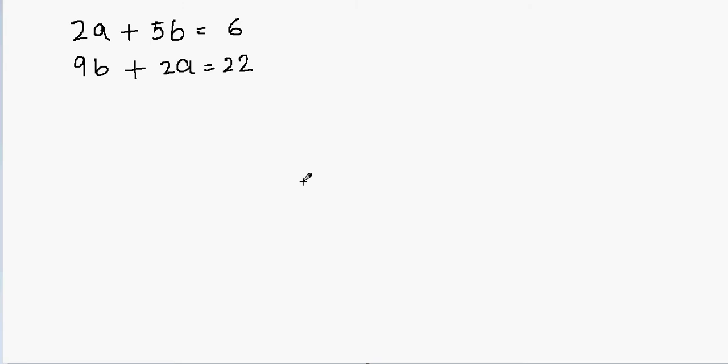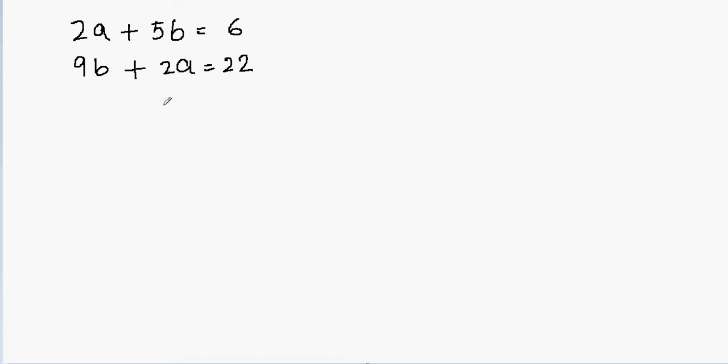Hi, in this video we'll learn how to solve a system of equations by the elimination method. In the elimination method, you look for the same coefficients of the same variable. That is most important. Here you can see that the variable is a in both equations and the coefficient is 2 here. So you have the same coefficient for the same variable.